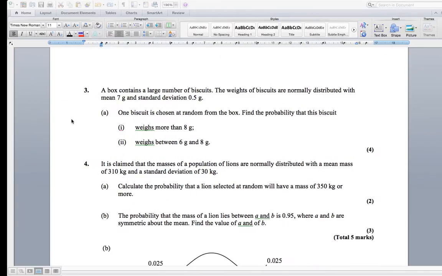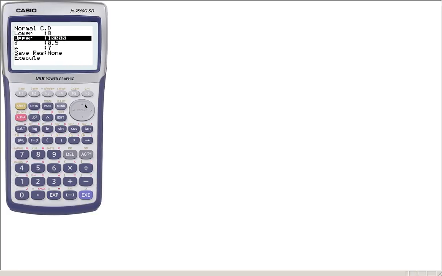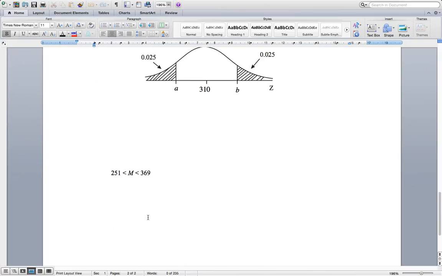Exit. The next problem is it weighs between 6 and 8 gram. So here the lower limit will be 6. Execute. Upper limit will be 8. Execute again. So you get this answer, 0.954. Okay.